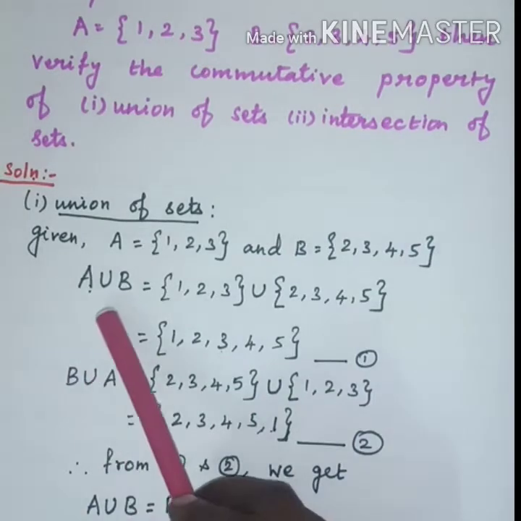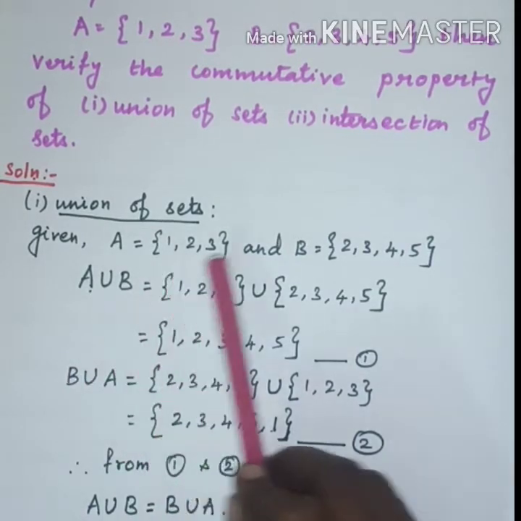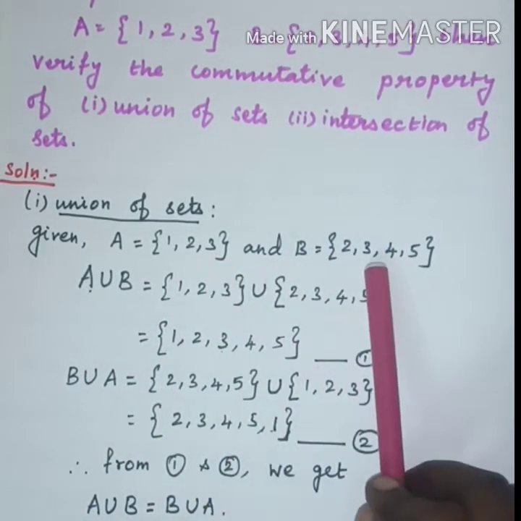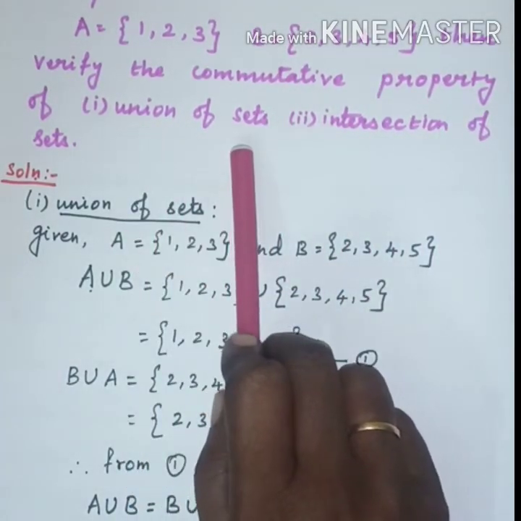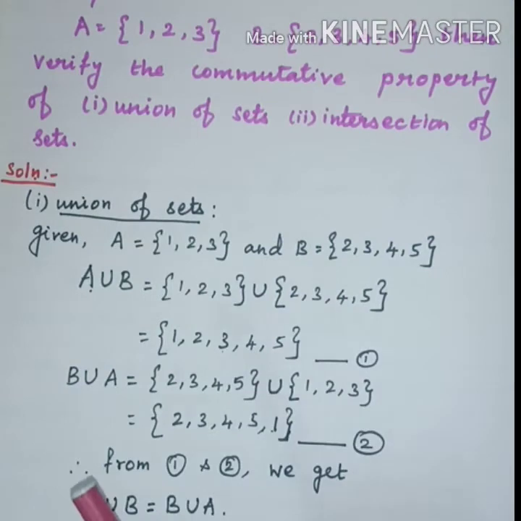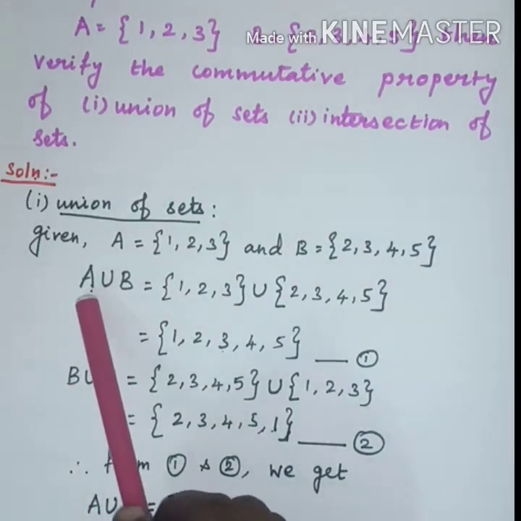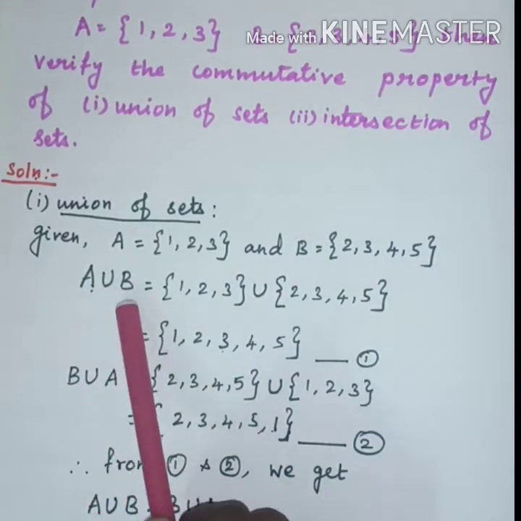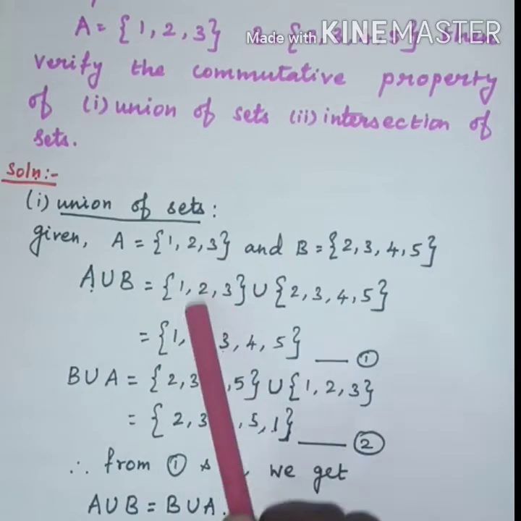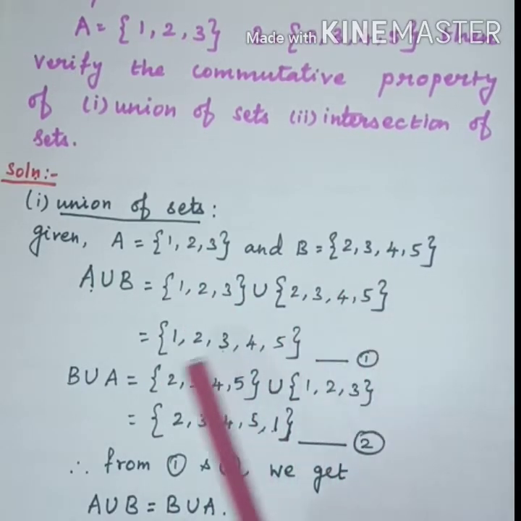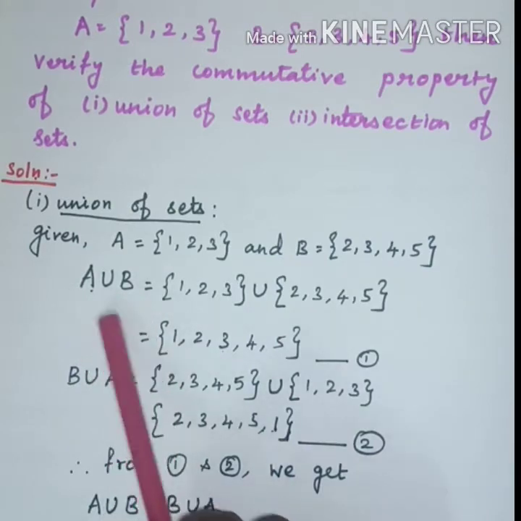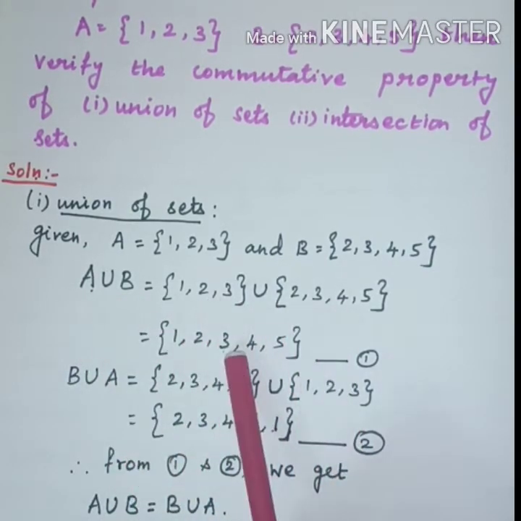Now we have to first identify the union of these two sets, isn't it? So commutative property for union of sets is what? A union B is equal to B union A. This is the commutative property for union of sets. So first we have to find the union. A union B is equal to A is {1, 2, 3} and B is {2, 3, 4, 5}. We have to find A union B. We have to combine these two sets together.